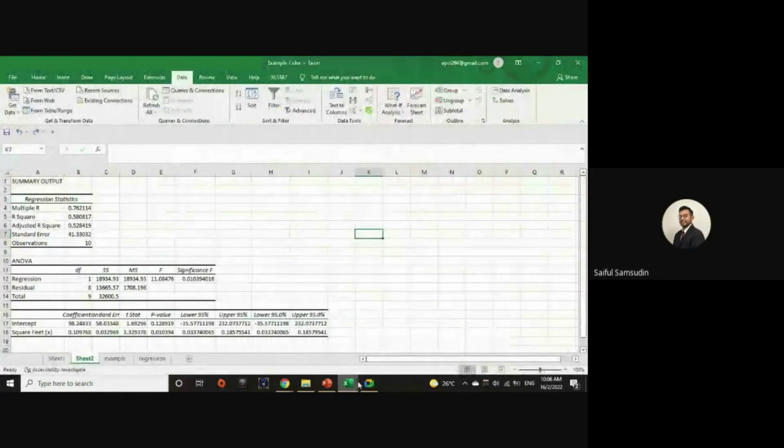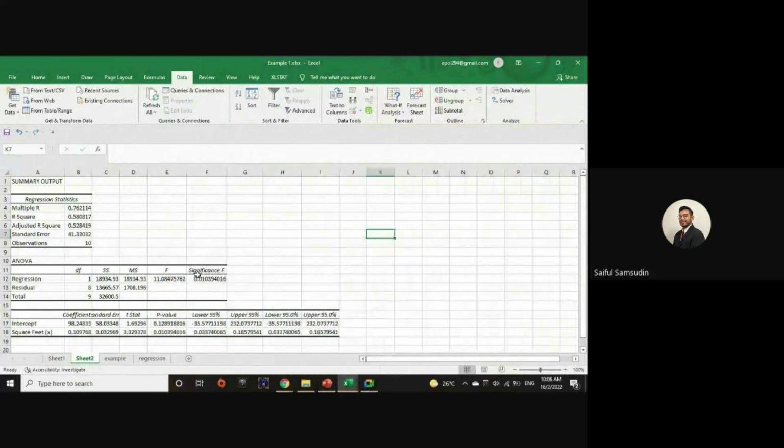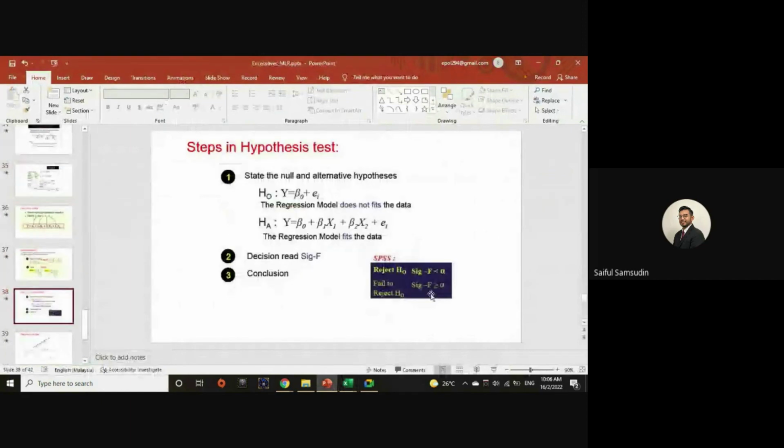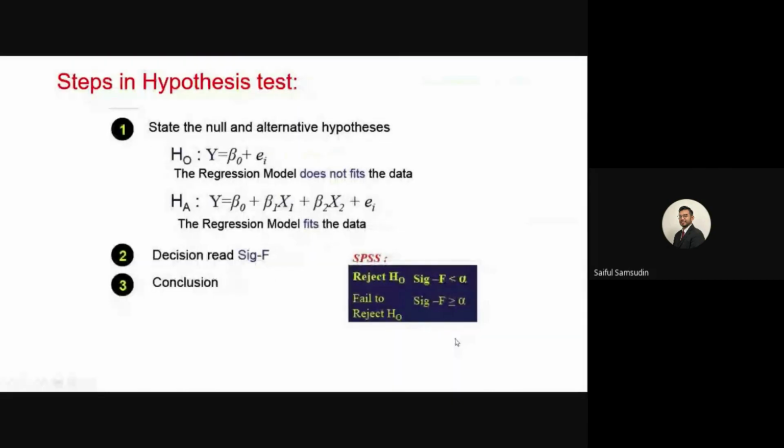Alright, so from the result, we get that the F is more than the significance F, which means we fail to reject H null, but we accept the H alternative. The regression model fits the data. So we can use the regression model for our data.